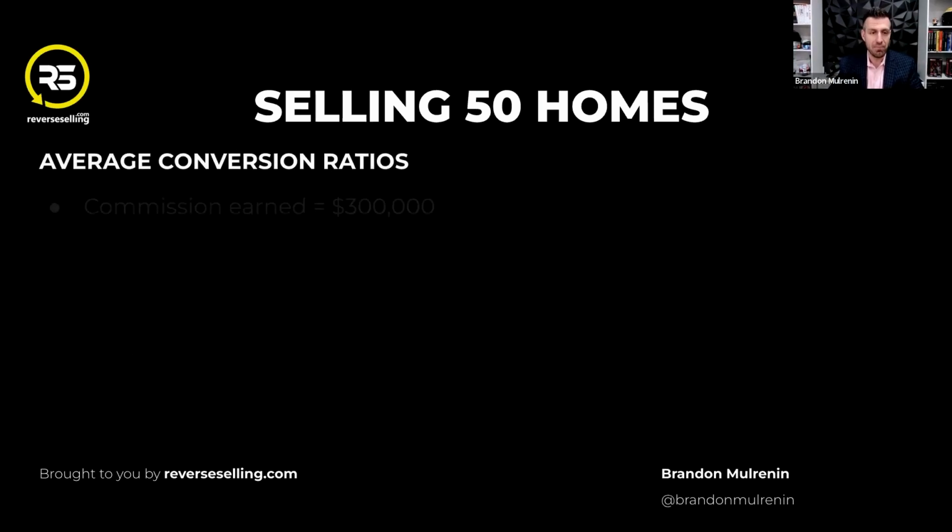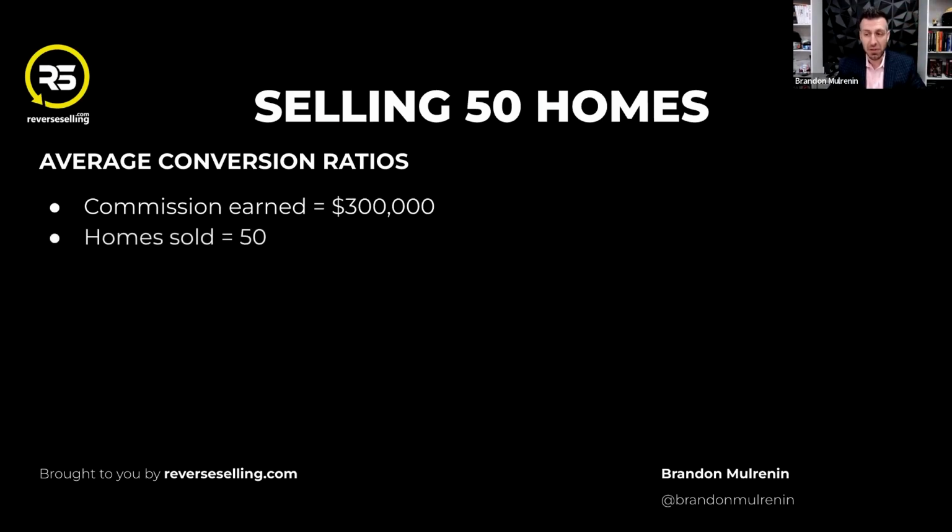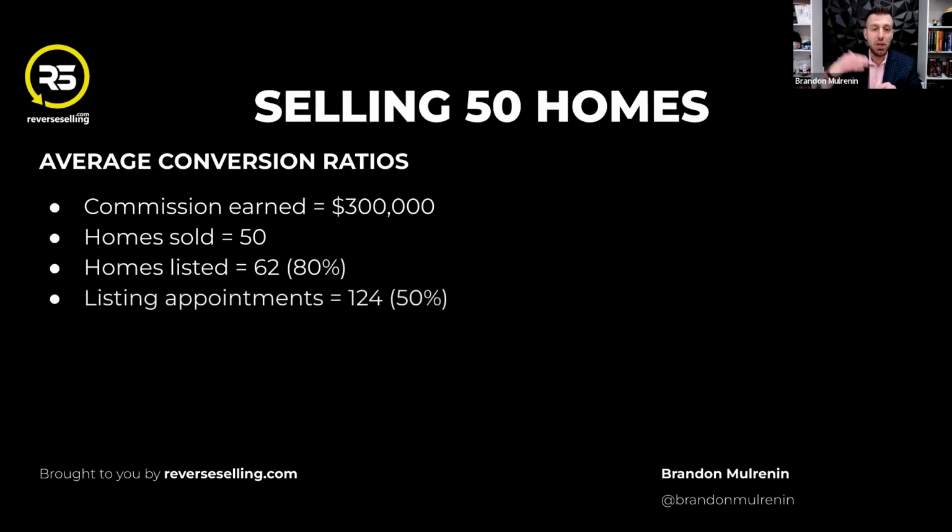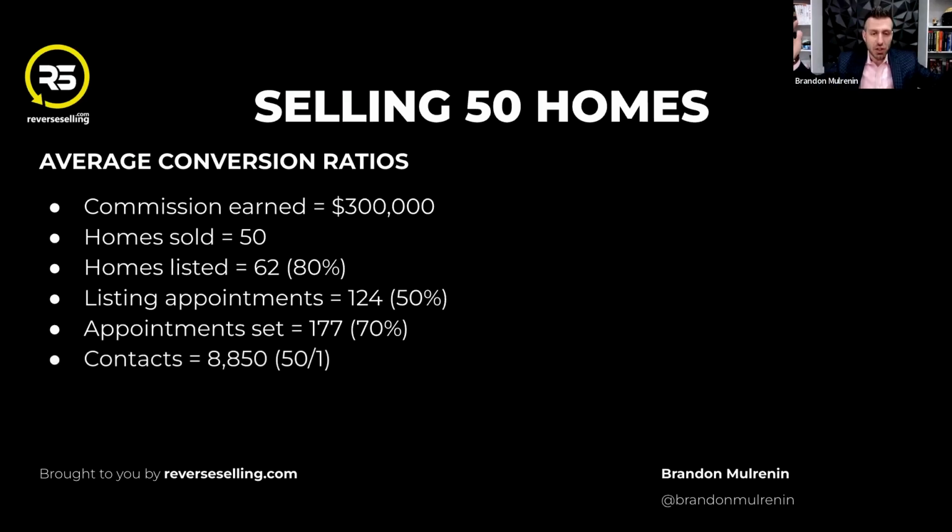So let's look at the plan. Commission earned $300,000 in income means you have to sell 50 houses, right? Average commission of $6,000. You need to list 62 properties, right? 80% of them will close. That's 50. Well, how many listing appointments do you need to go on? If you close half, you got to go on 124 appointments, right? How many appointments do you need to set if 70% come to fruition? You need to set 177 appointments. How many people do you need to talk to in order to set 177 appointments?